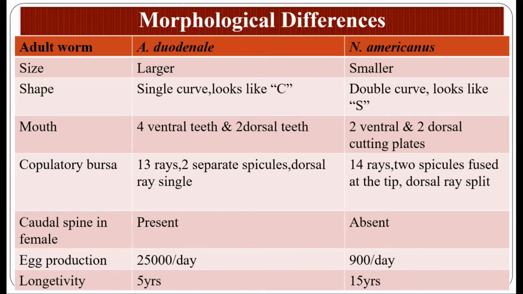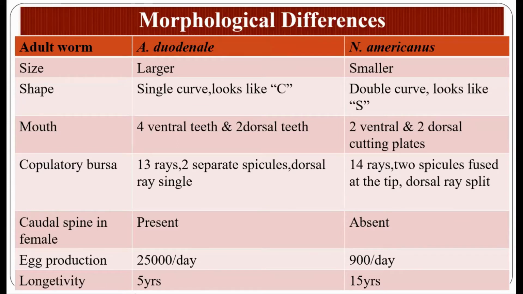Mouth is present at the anterior portion of these worms. In case of Ancylostoma duodenale, there are 6 teeth, 2 ventral teeth and 2 dorsal teeth. While in Necator americanus, there are 4 teeth, located at the dorsal and ventral regions. At the dorsal region, there are 2 dorsal teeth, and in the ventral region, 2 ventral cutting plate-like teeth are there.